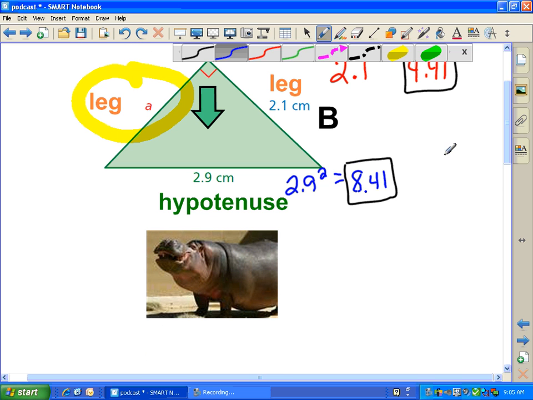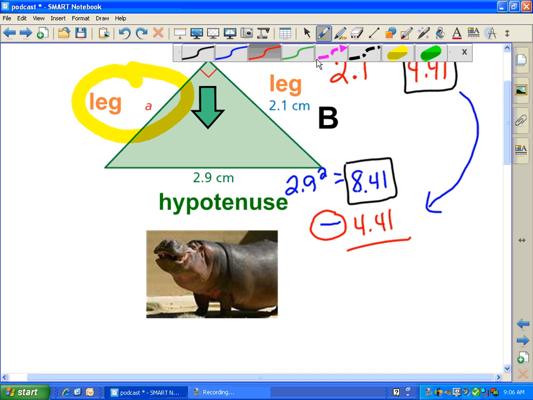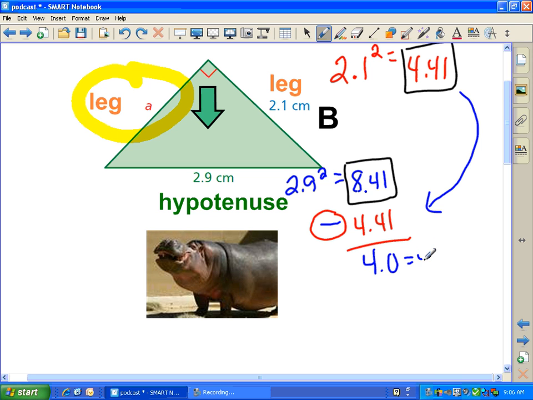So I have 8.41 minus 4.41. Remember, if you're finding a missing leg, you're always going to subtract. When I do 8.41 minus 4.41, that should give me 4 whole, or 4.0, which is equivalent to 4 whole.